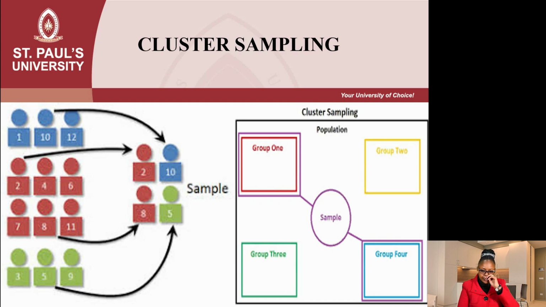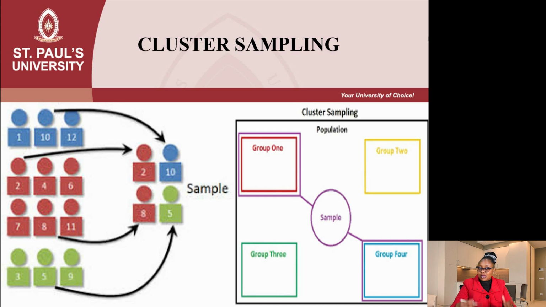So this is what we are referring to. We have different groups. So we can say group 1 is for young people, group 2 is for the children, group 3 is for the youths, group 4 is for the elderly. So from every group, you pick a sample, until you form a sample.